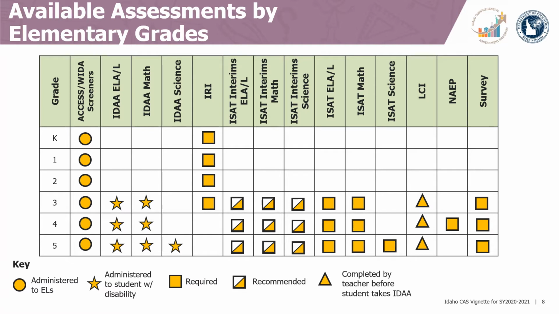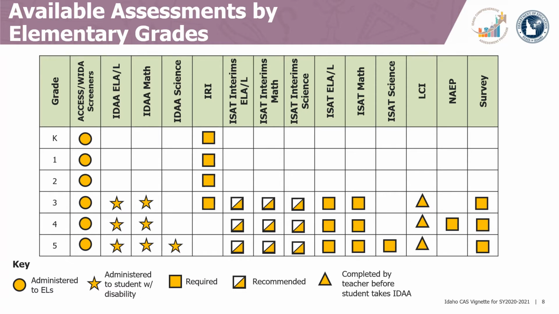Since the assessments have different purposes and requirements for certain student populations, we developed symbols to convey that information. First up is the filled-in circle. That symbol is used to indicate that the Access test is administered to English learners. Next up is the filled-in star. That indicates that the Idaho alternate assessment in ELA literacy, math, and science is administered to students with significant cognitive disabilities. After that is the filled-in square.